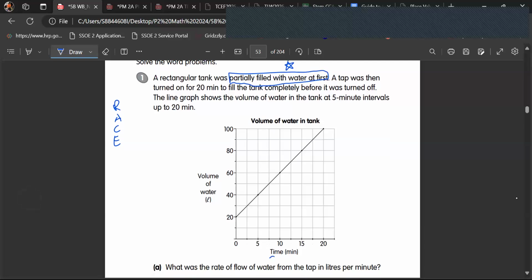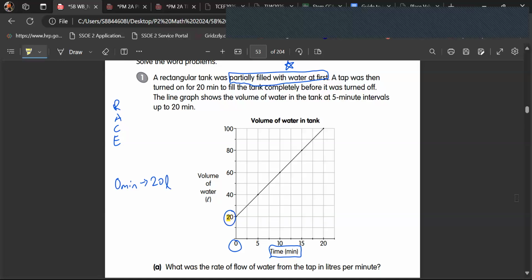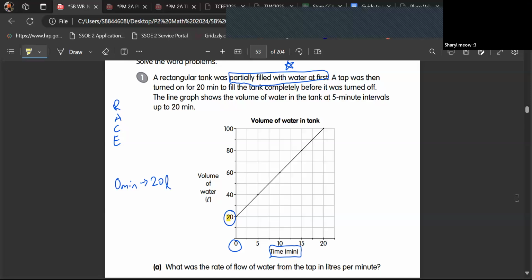Let's take a look at the time. What do I mean by start? What time am I going to look at? 0. What is the measurement at 0? What is the volume in the tank at 0 minutes? 20, thank you. 20 liters. So this is the start. It shows you that right at the start, the tank is not empty. Very important. The tank was not empty. It is 20 liters.